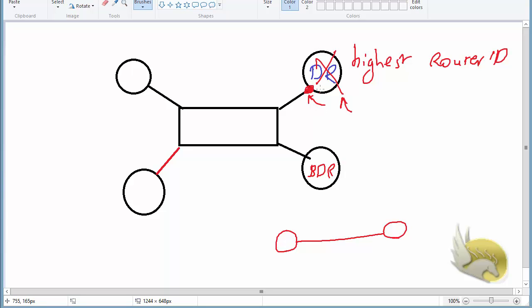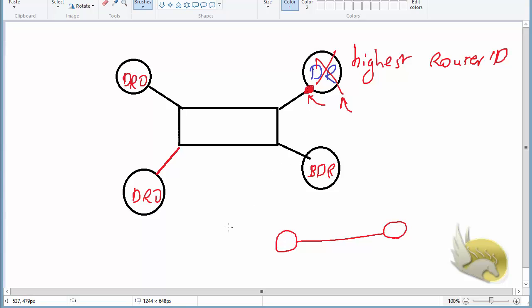So I have a designated router that has the highest router ID. I have a backup designated router that has the second highest router ID. And I have DR others. Other routers are all going to be DR other, and they are not going to be designated router unless the designated router and backup designated router are lost.